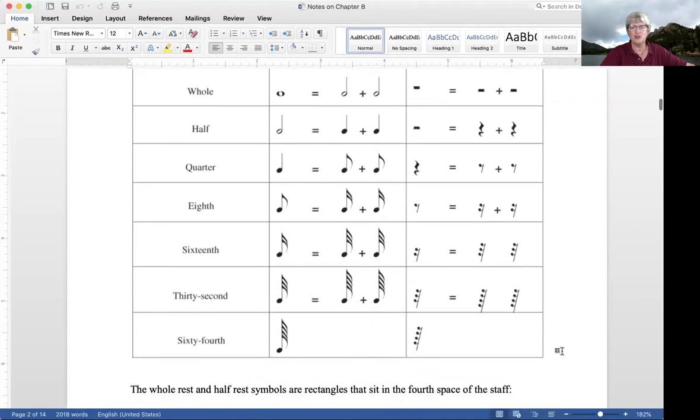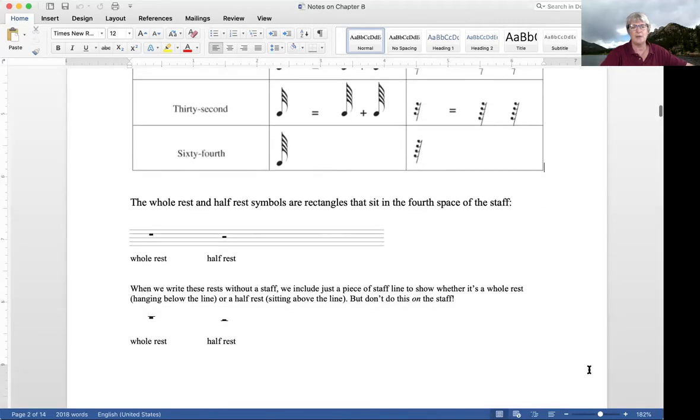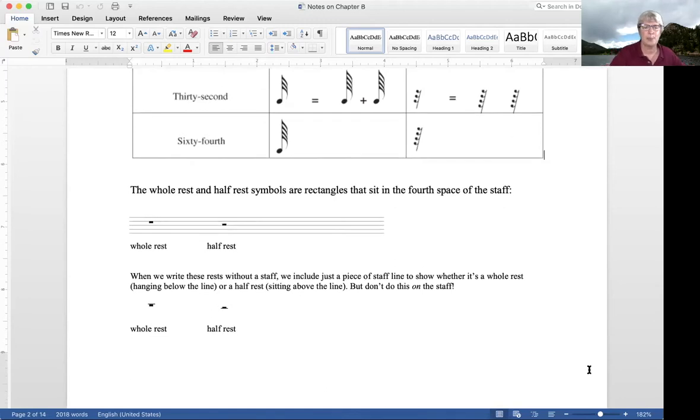The shorter durations down at the bottom of the table may also be less familiar to you. I'm sure that you're used to seeing eighth notes and 16th notes, but probably not so much used to seeing 32nd notes, 32nd rests, and 64th notes and 64th rests, but these exist. Let me say a couple of things about the whole and the half rest symbols. These are rectangles that sit in the fourth space of the staff.